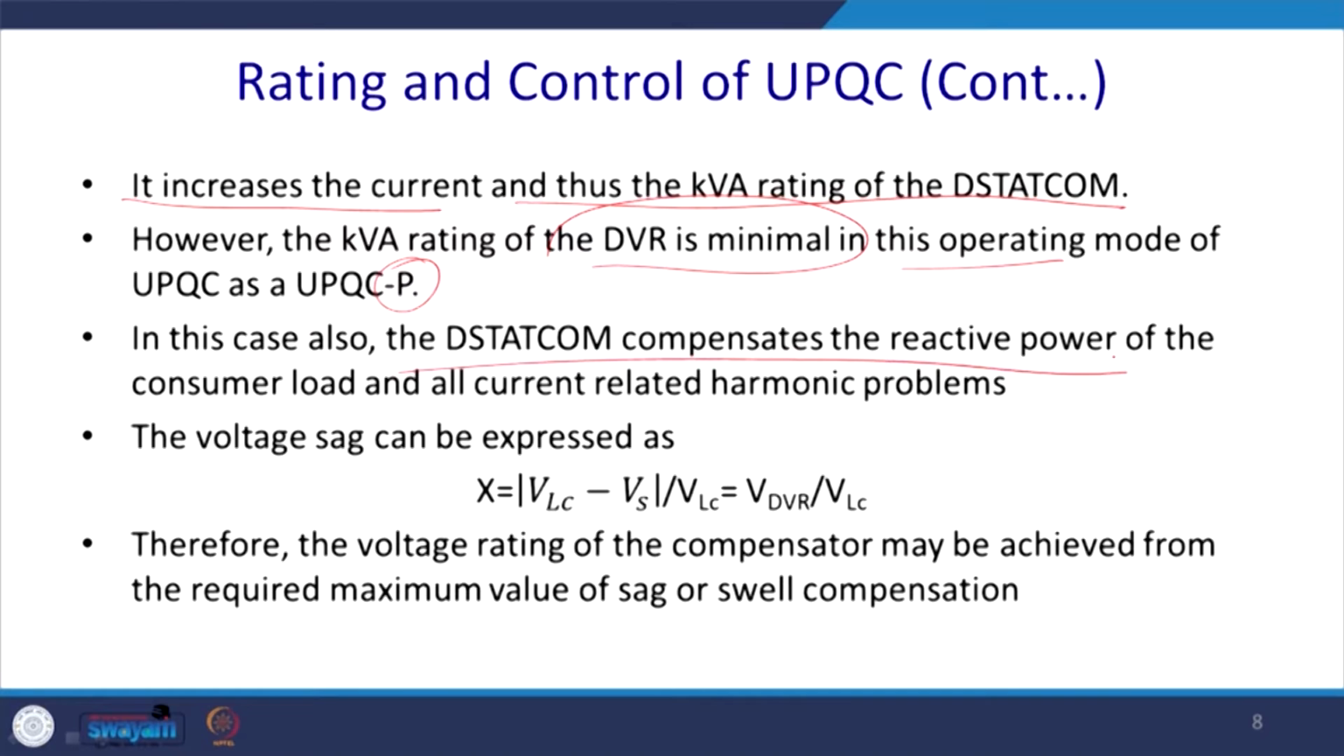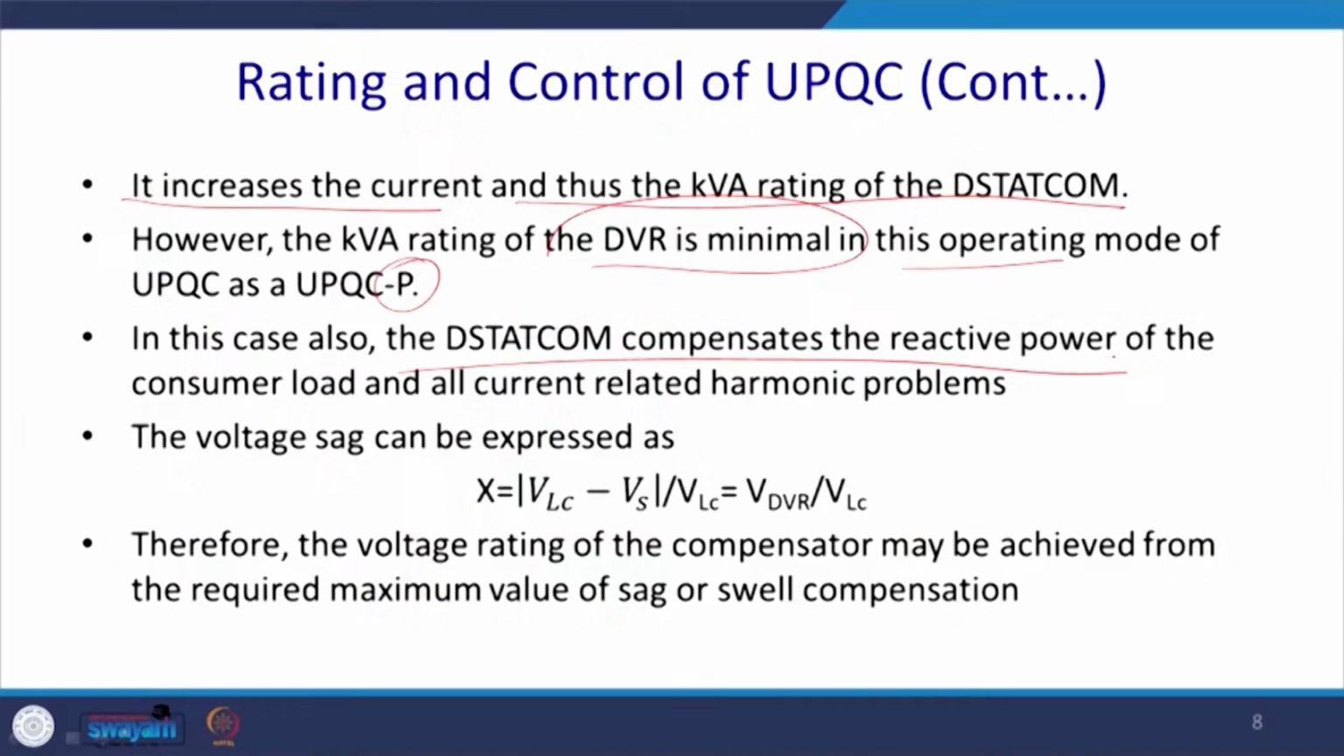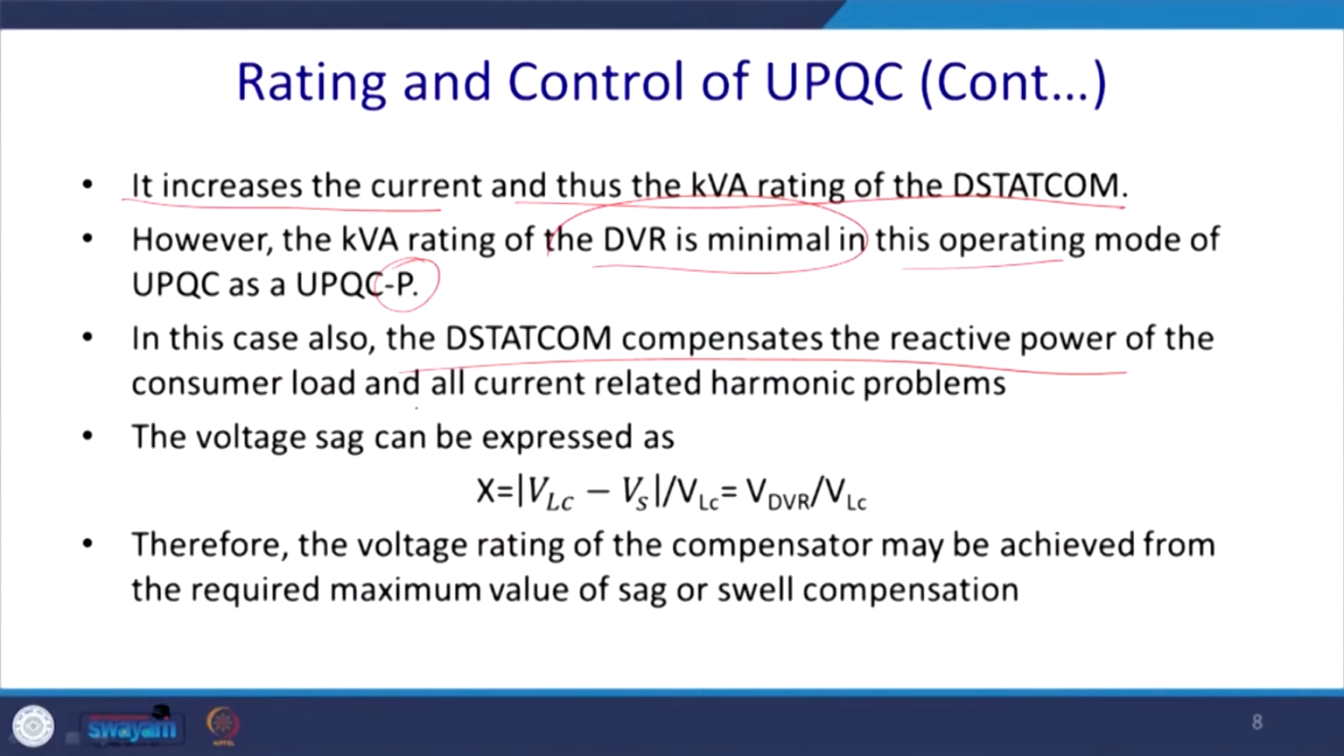of the consumer load. So, the rating of this, because in case of the sag, that extra voltage should come from the shunt path. So, the DVR will compensate the sag fine, but that extra current has to flow from the shunt path. The rating of the devices of the shunt path is required to be increased. And the consumer, so what happened, the active power of the consumer load and current related to the harmonic problem.